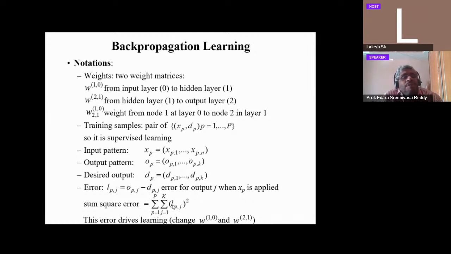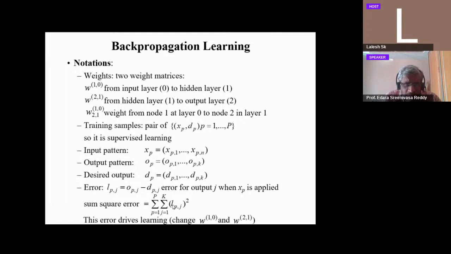And W2, 1 of 10 is the weight from node 1 at layer 0 to node 2 in layer 1. So please understand the notation. The uppercase shows the layer, and the lowercase shows the nodes. Node 1 in the layer 0 is connected to the node 2 in the layer 1, and its weight is W2, 1 of 1, 0.